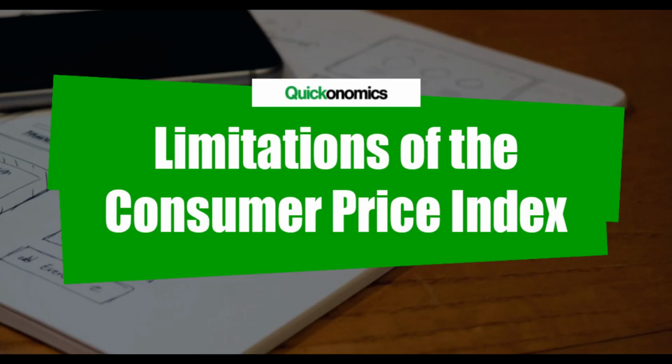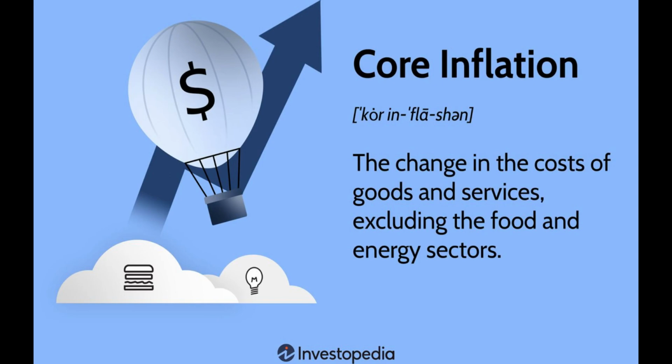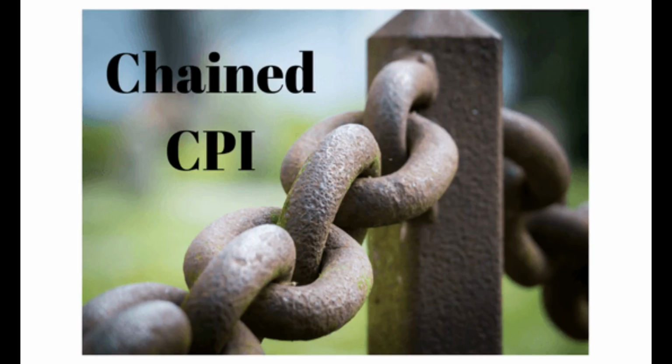Now, with all this being said, CPI is still not a perfect metric and has its limitations. In fact, one significant criticism is that it may not fully represent the spending patterns of all households and that individual experiences of inflation can vary widely. In an effort to address this, there are other versions of CPI, such as core CPI, which excludes the volatile prices of food and energy, and the chain CPI, which accounts for changes in consumer behavior.